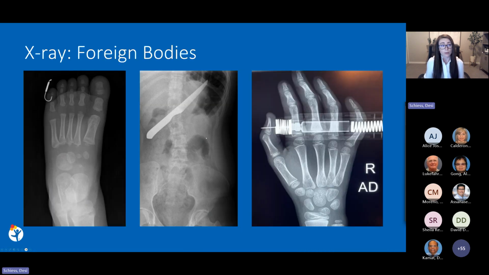X-rays are also great at evaluating radiopaque foreign bodies, meaning ones that are dense or metallic. This child went fishing with his dad on Father's Day. This child swallowed a steak knife, which was actually detected as an incidental finding, believe it or not. And this was an EpiPen that went into a child's thumb.